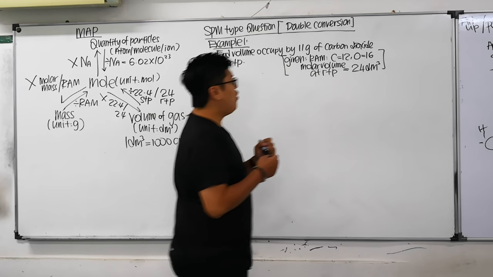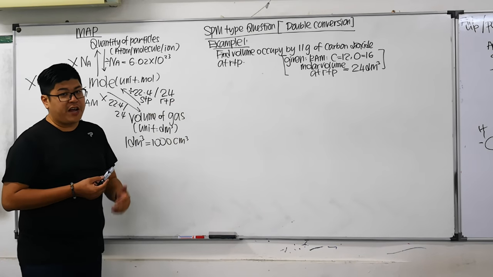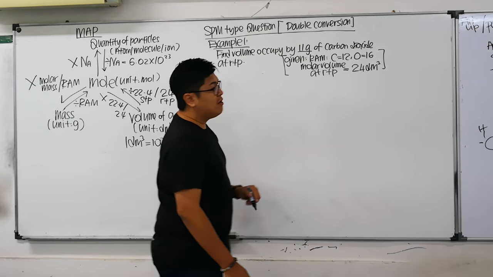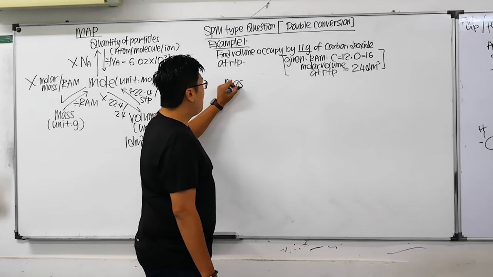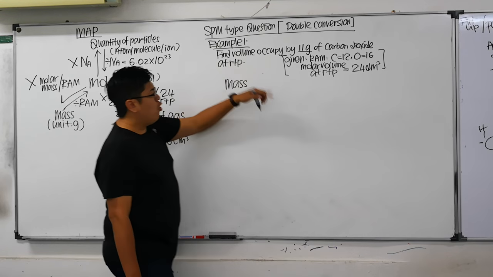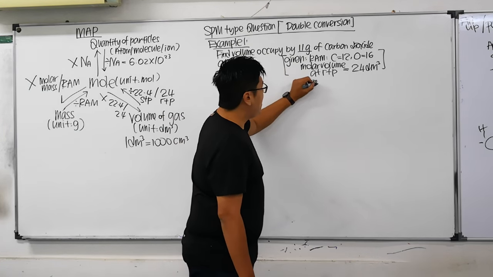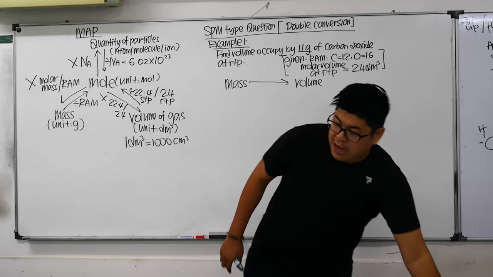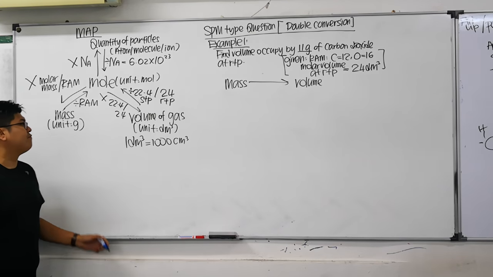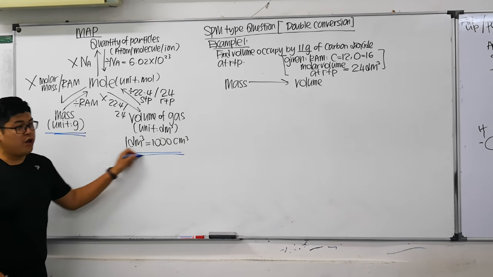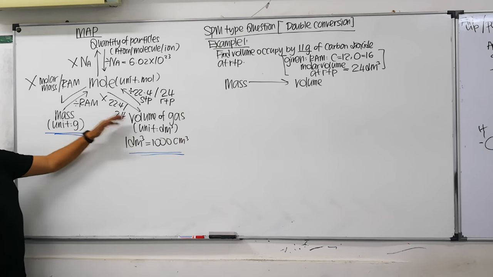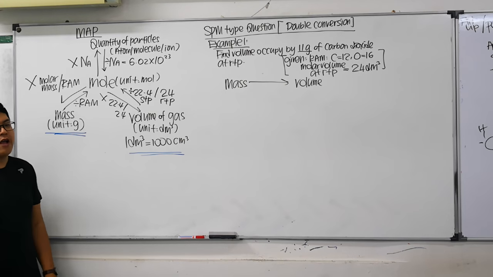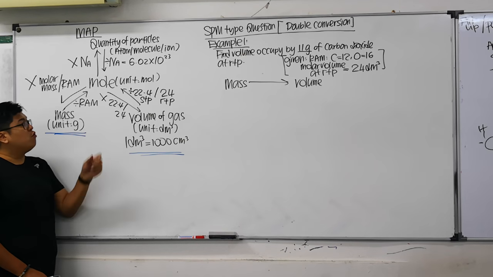Now, first of all, again, please ask yourself a simple question: what do you have, what do you want? I have 11 grams, which is a mass. I want to find volume. So I have mass, I want volume. Everyone put your eyes on the map. I have mass, I want volume. Mass and volume, do you see any shortcut from mass to volume? No. Okay, what should you do? Go and find the mole first.